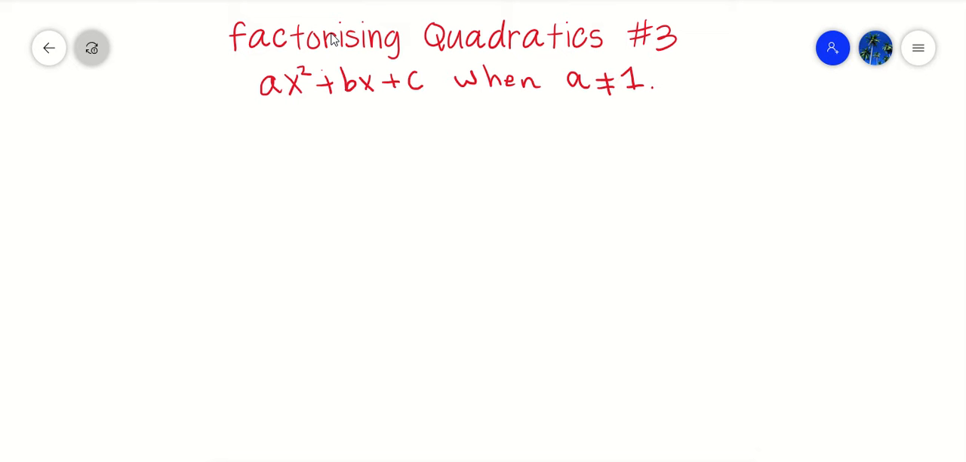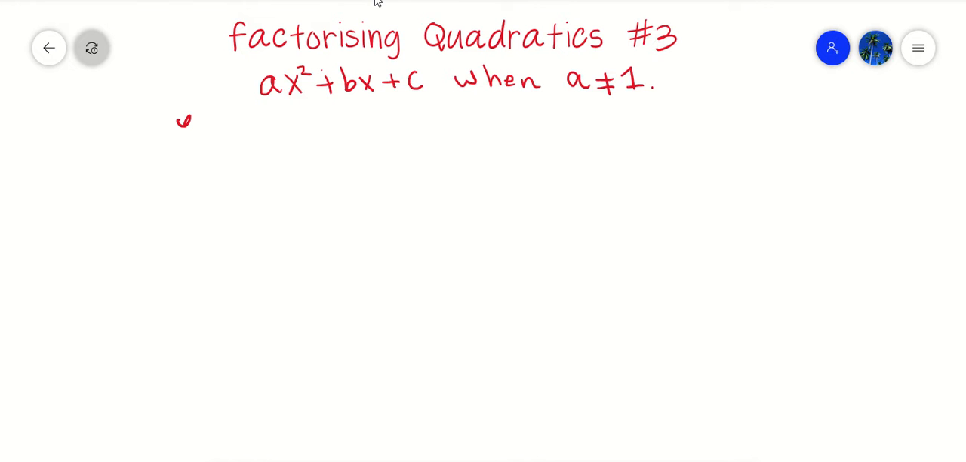Katika series ya Factorising Quadratics tunaendelea na video number 3, na katika video hii tutafanya examples ambazo ziko kama tunavyojua quadratics ziko katika mfumo wa ax square plus bx plus c, lakini sasa tunataka kufanya when a is not equal to 1, kwa sababu the last two videos we had examples ambazo zilikuwa a is equal to 1. Sasa leo tutaona mifano mingine.